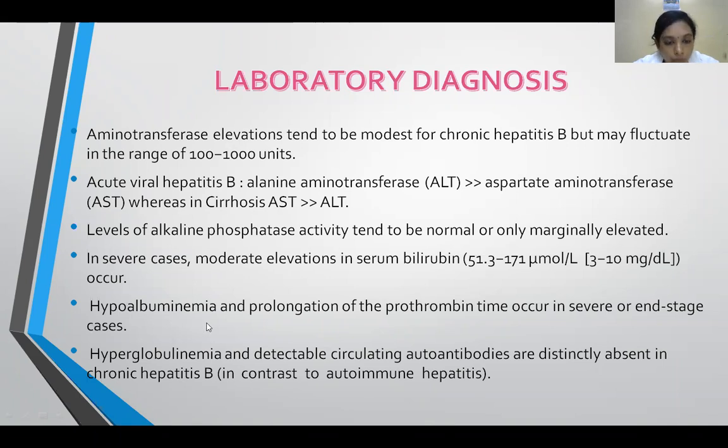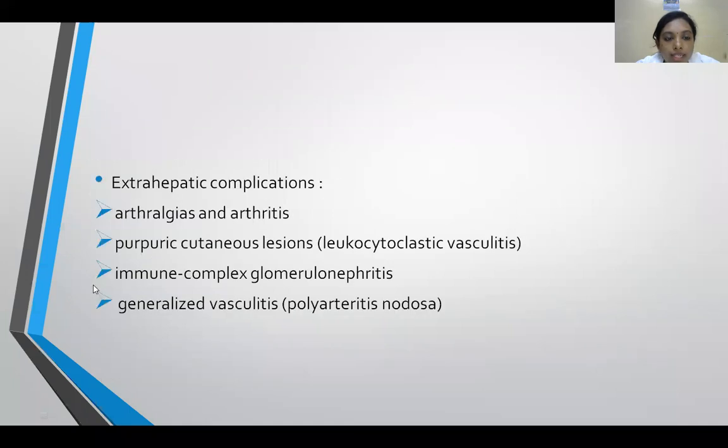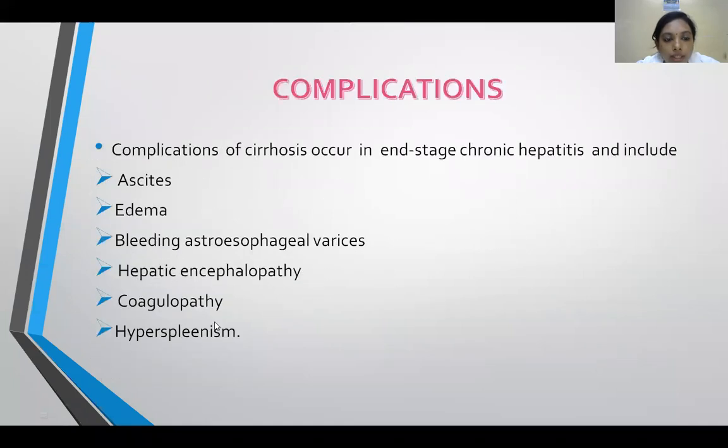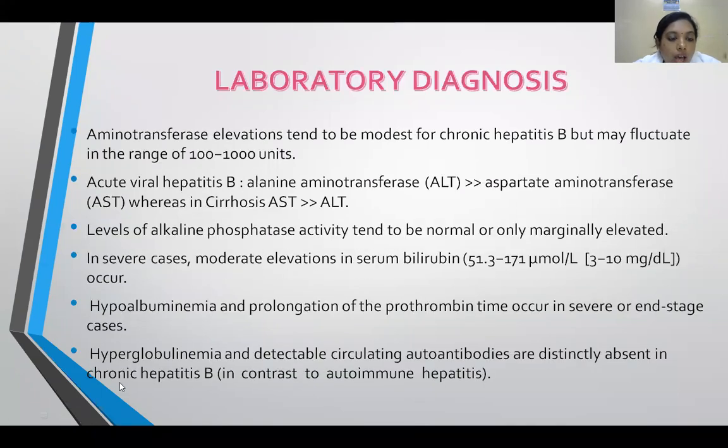Then hypoalbuminemia, that is a decrease in proteins, and prolongation of prothrombin time. Why is there prolongation of prothrombin time when the liver is affected? Read and tell me. This occurs in severe or end-stage cases. And here also I have discussed complications about the coagulopathy. Why does it occur? Read and tell me.